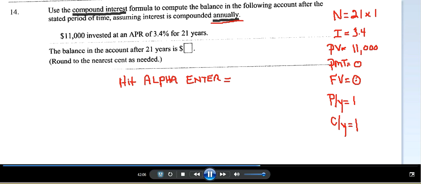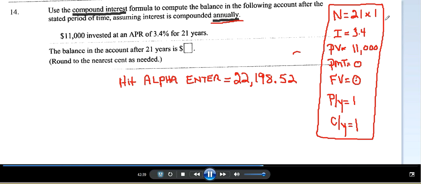Okay, I came up with the number 22,198.52. So you've got some rounding to do. After 21 years, a long time to have your money invested without using it, 11,000 grew to 22,000. Okay, here's our first example using this table. We'll use that a lot. This is on your calculator, and I'm rewriting it every time, since I can't do a video of it.